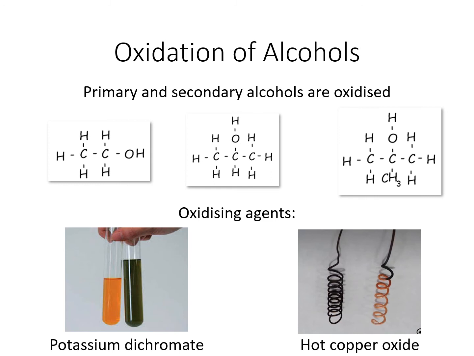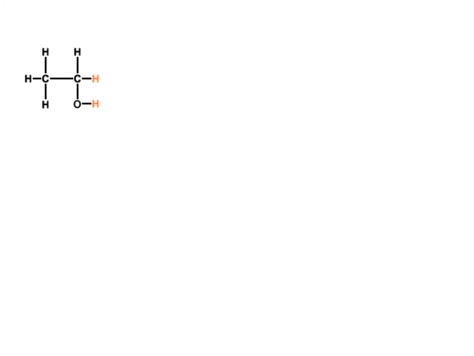And if you remember that one of the success criteria was, can you identify the oxidizing agents and the color changes as well? So this is an important slide. Let's now look at the actual chemistry. What are the primary and secondary alcohols being oxidized into?